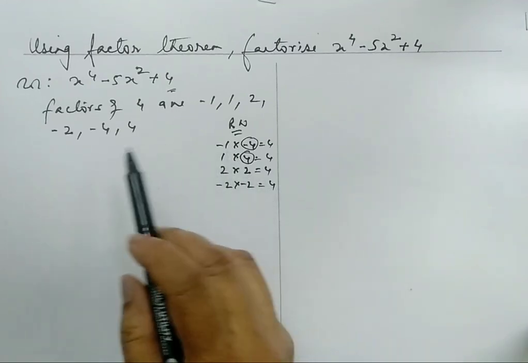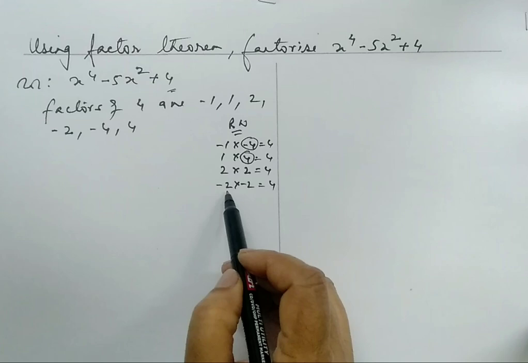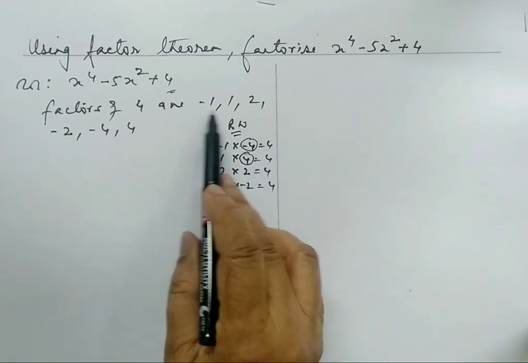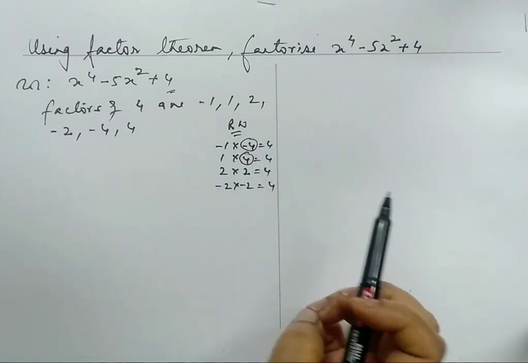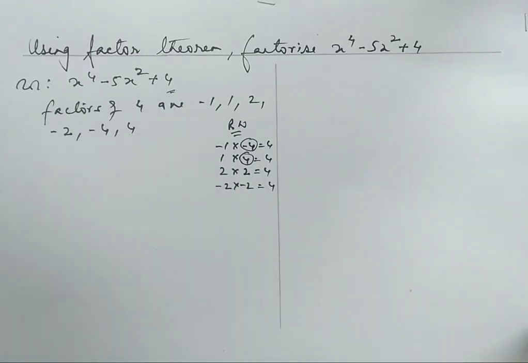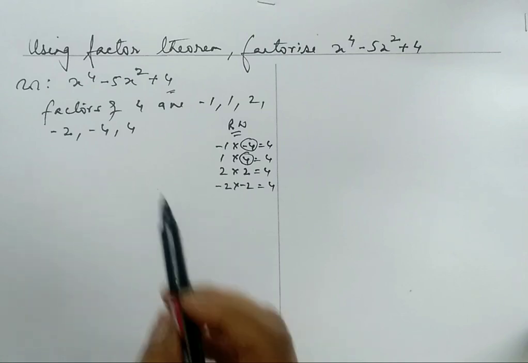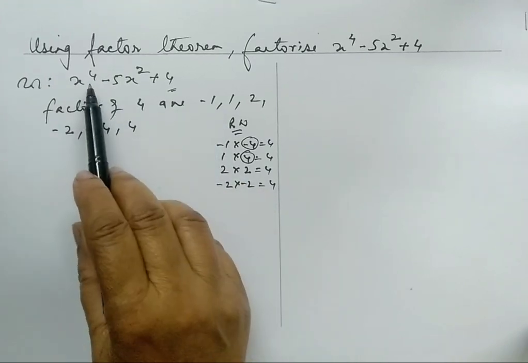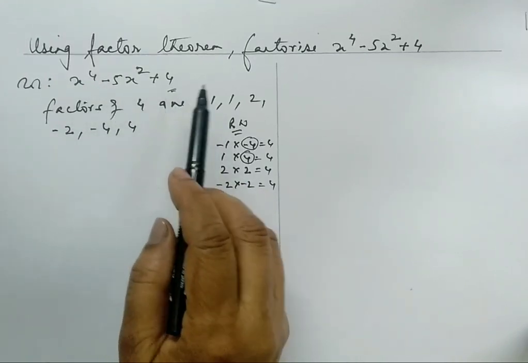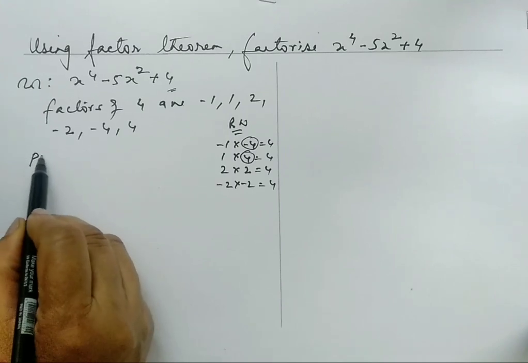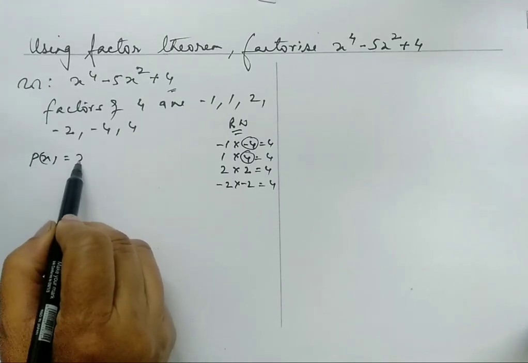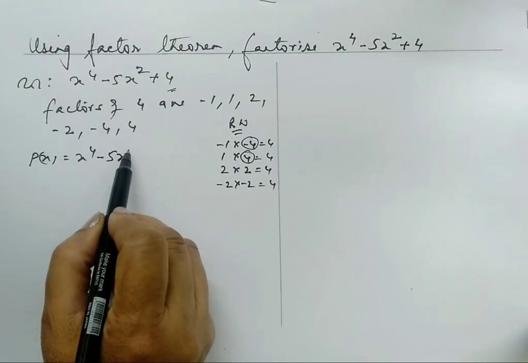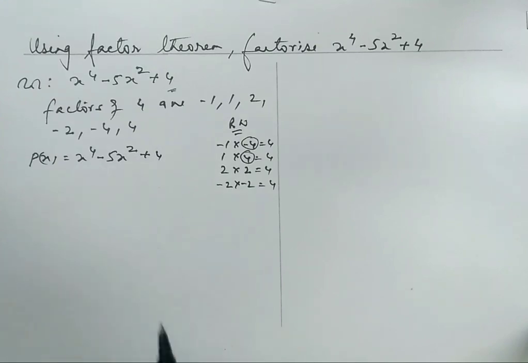2 can't be repeated, we need to write it just once. Minus 2 can't be repeated, we need to write it once only. Alright, thus we have 6 of them as factors of the constant term 4. Clear? Now one by one we try and use them to substitute the x in the given polynomial. Okay, p(x) is equal to x to the power 4 minus 5 x to the power 2 plus 4.